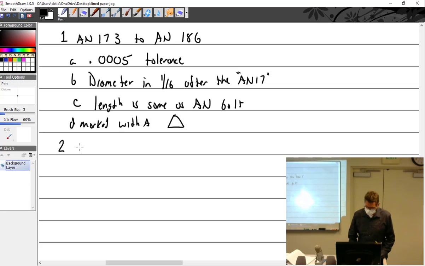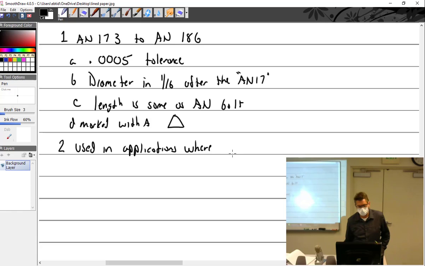Used in applications where the bolt is an interference fit. Where you need like a hammer to get it in. I was going to write that. Where bolt is an interference fit. Hammer fit.